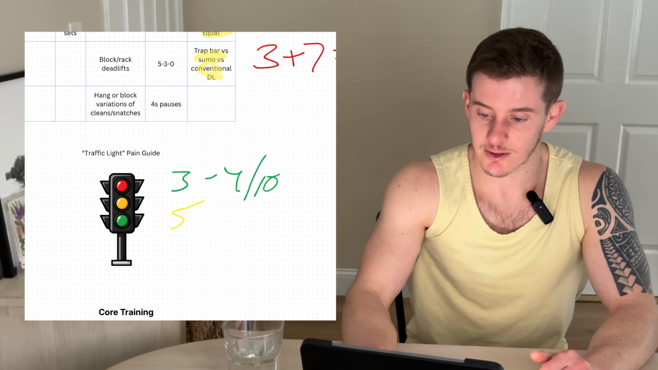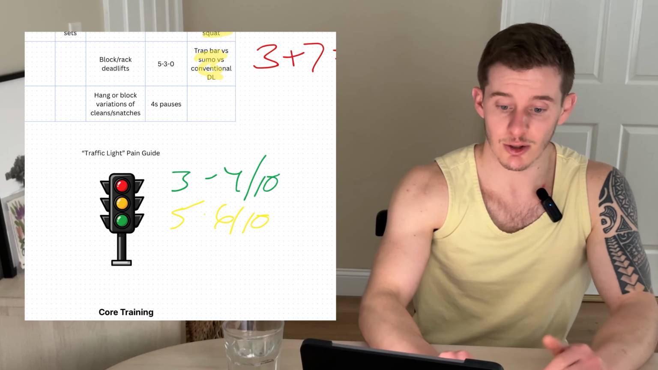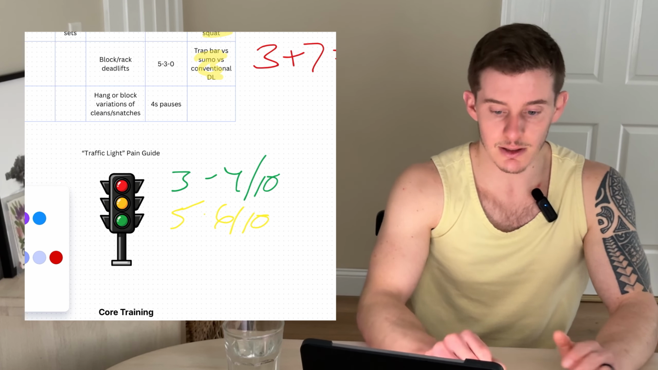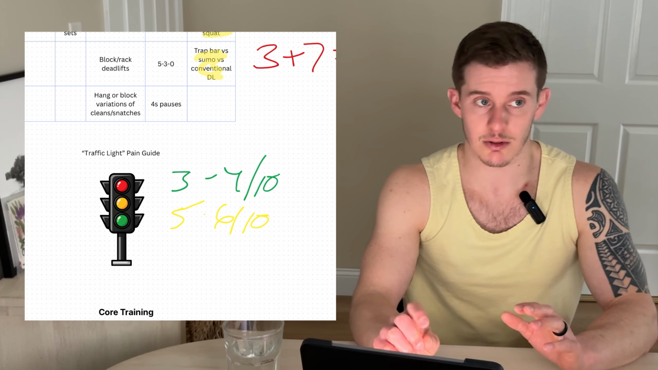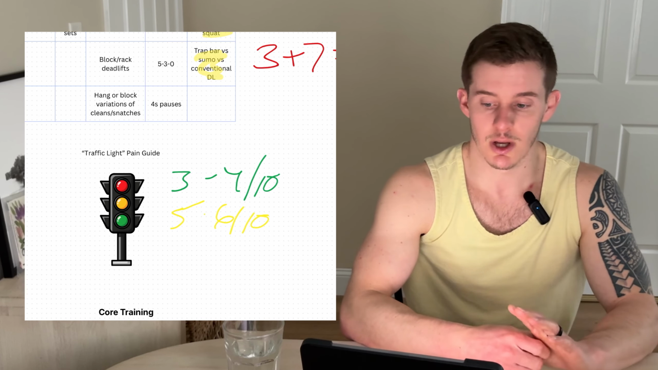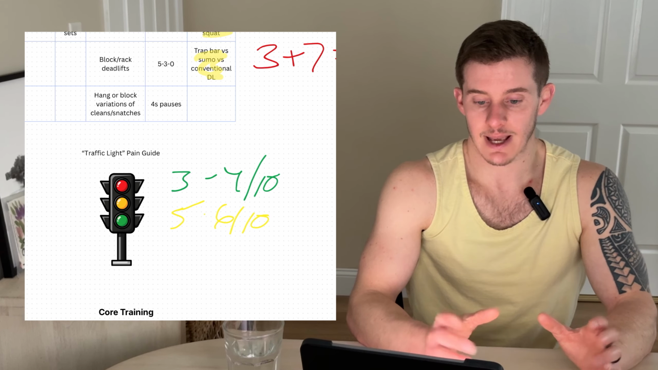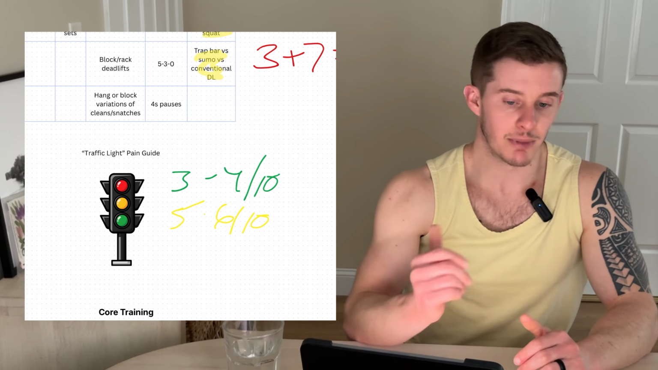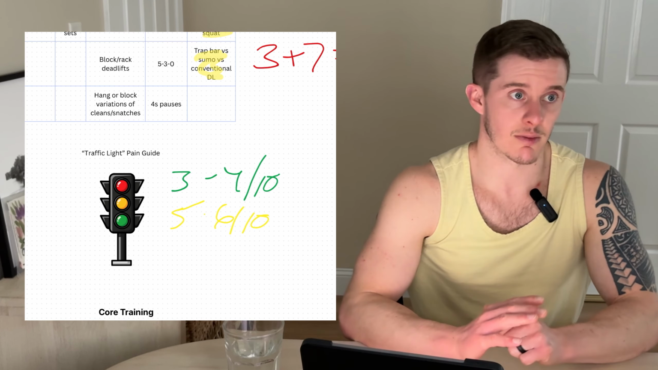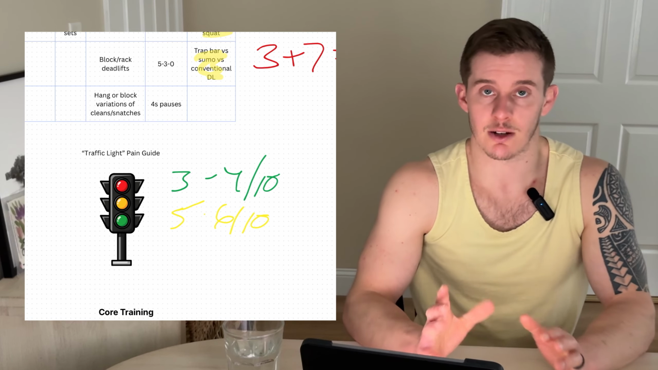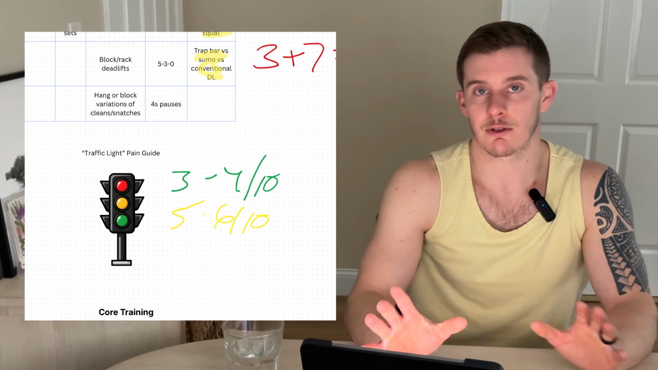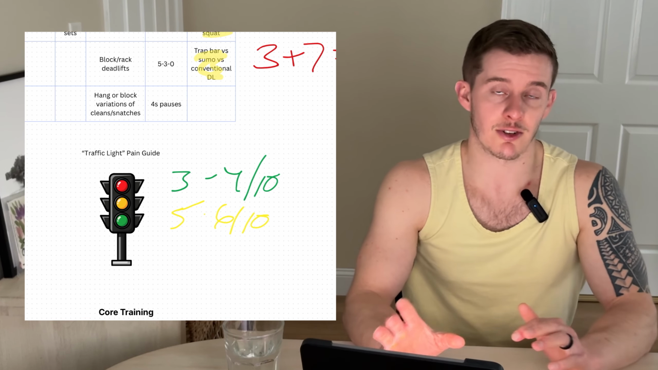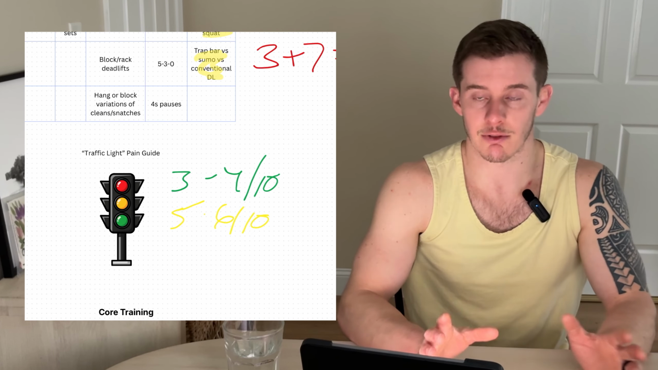A 5 to 6 out of 10 is kind of our yellow light. We're not going to immediately modify further or just push through. We're going to see how long that lasts. If they have a 5 or 6 out of 10 pain, but it goes away right away or within a couple of minutes or hours after that training session is done, then we're not going to further modify, but we're also not going to progress until it starts to get down into that green light range.